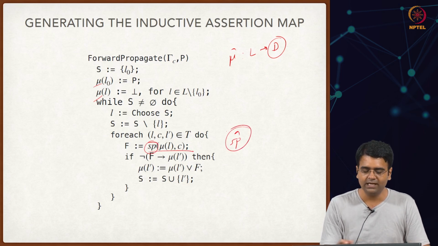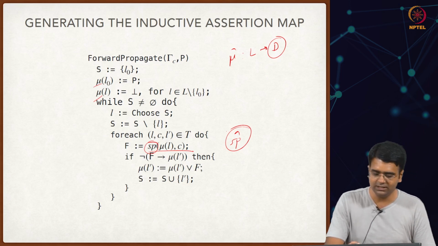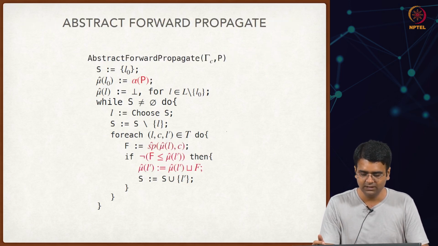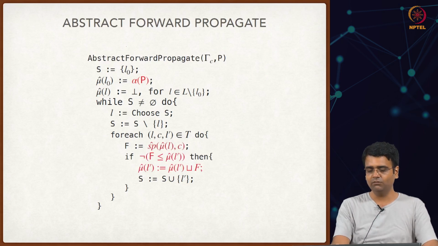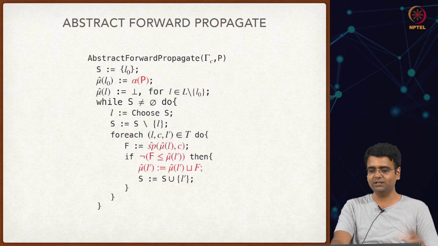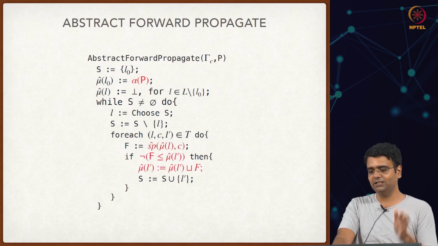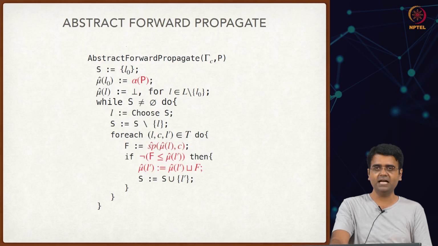So by a very simple change, we will keep this algorithm as it is, but instead of executing it on the concrete set of program states, we will execute it over the abstract domain. These are the minimal changes which will convert the forward propagate algorithm to the abstract forward propagate algorithm, where we are again executing the program in the forward direction to find the reachable states at every program location, but using the abstract domain.